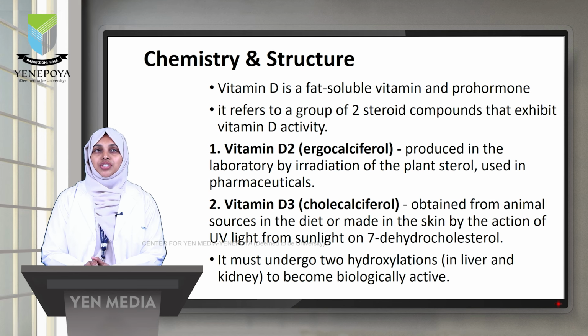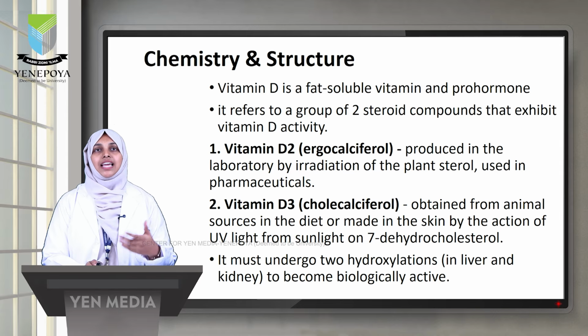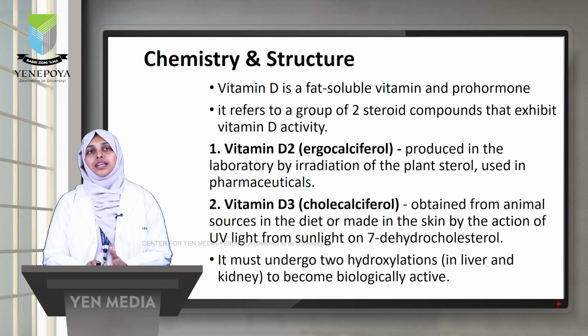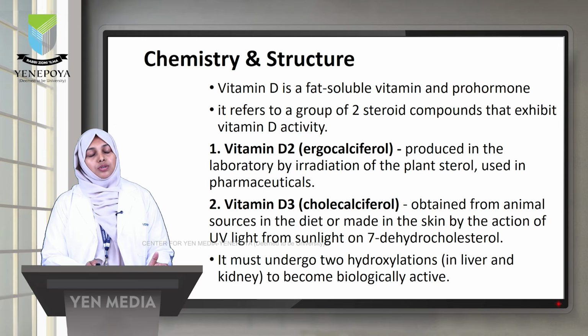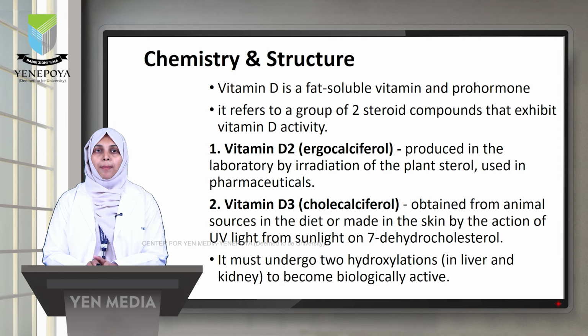Coming to the chemistry and structure, vitamin D is a fat-soluble vitamin and a prohormone. It refers to a group of two steroid compounds that exhibit vitamin D activity and is of two types, vitamin D2 and vitamin D3. Vitamin D2 is also called ergocalciferol. It is produced in the laboratory by irradiation of the plant sterol and is used in pharmaceuticals. Vitamin D3 is also called cholecalciferol. It is obtained from animal sources in the diet or made in the skin by the action of UV light from sunlight on 7-dehydrocholesterol. It must undergo 2-hydroxylation, that is in the liver and in the kidney, to become biologically active.